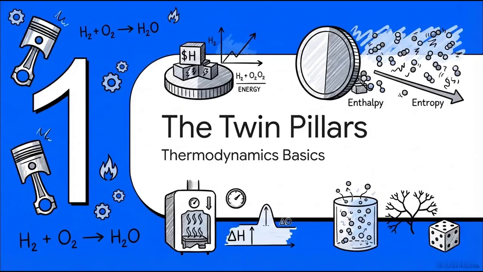All right, moving into section 1, the twin pillars of thermodynamics. Enthalpy and entropy are completely foundational. You literally cannot analyze energy interactions, engine cycles, or chemical reactions without them. It helps to think of them as two sides of the exact same cosmic coin. One deals with the total energy available, and the other deals with how that energy gets dispersed.